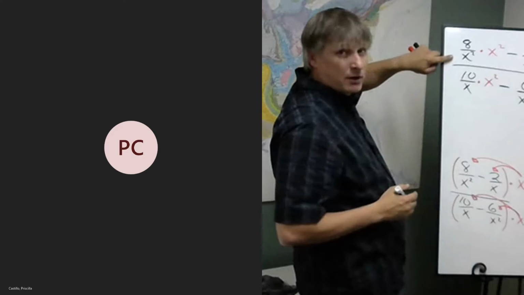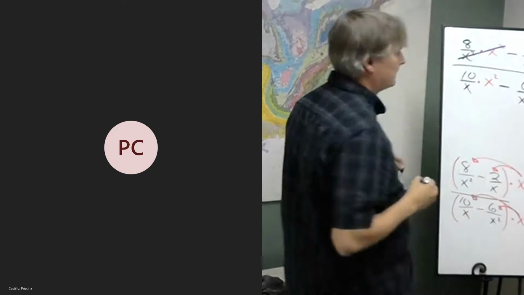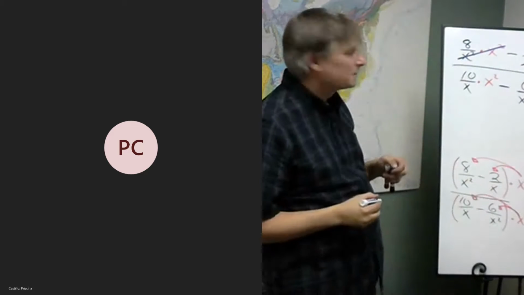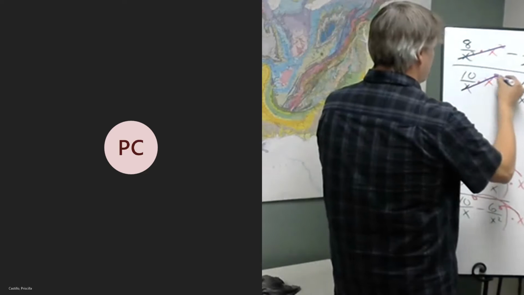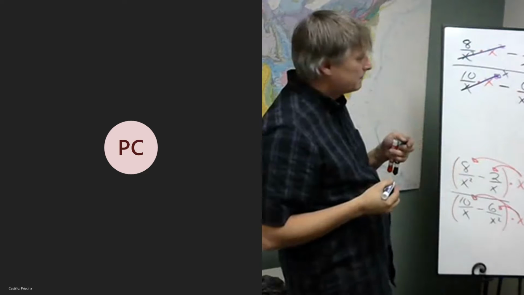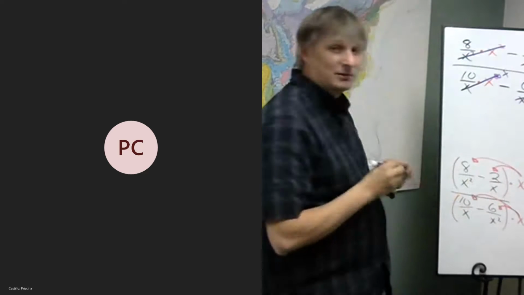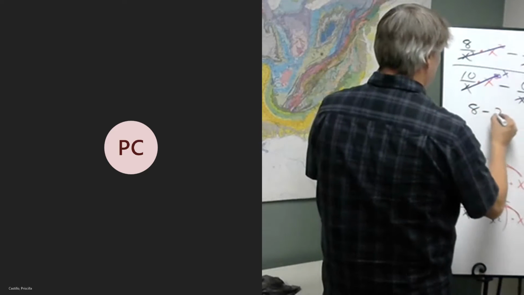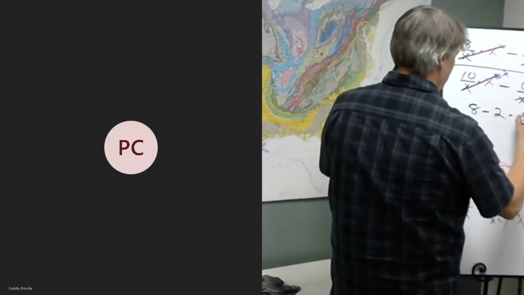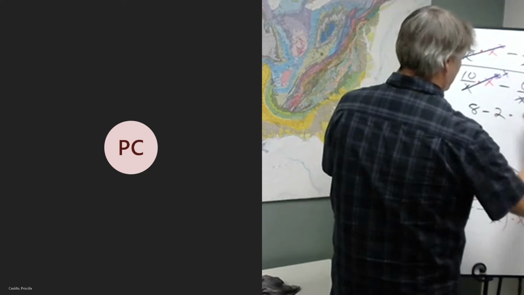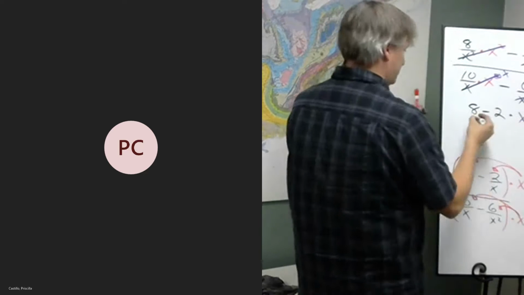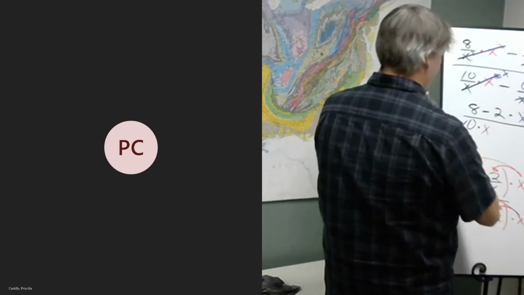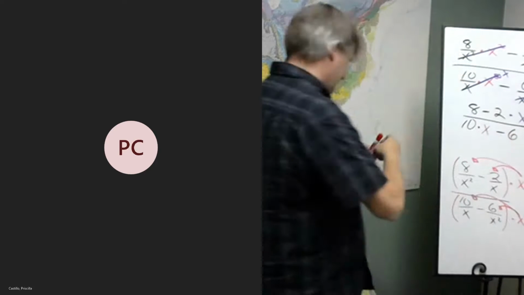Now, here, the x squareds will cancel out. In this one, x goes into x squared x amount of times. Same here, x amount of times, x into x squared. And then here the x squareds cancel out. So what we're going to have is 8 minus 2 times x over 10 times x minus 6.